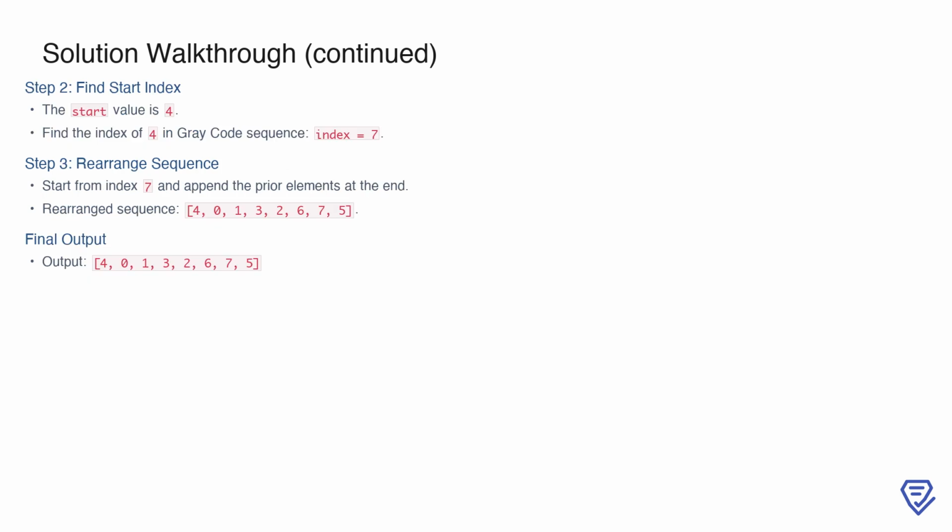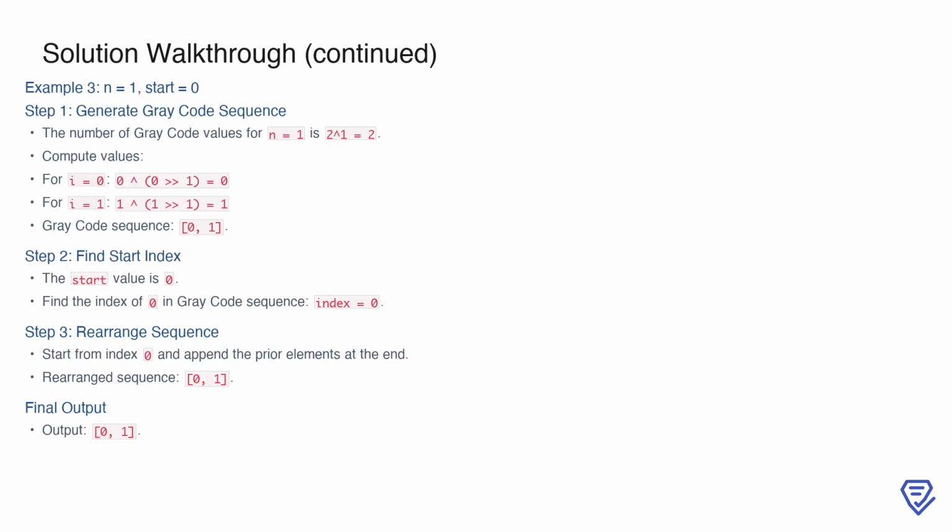Next, since the start value is 4, we determine its index in the gray code sequence, which is 7. To rearrange the sequence, we begin at index 7 and move forward, cycling back to include the earlier elements in order. This produces the rearranged sequence 4, 0, 1, 3, 2, 6, 7, 5. Therefore, the final output for this example is 4, 0, 1, 3, 2, 6, 7, 5.